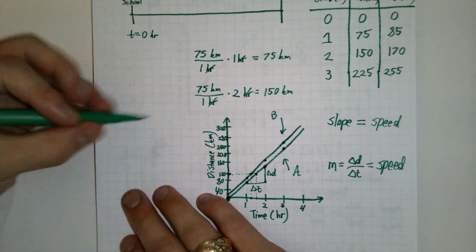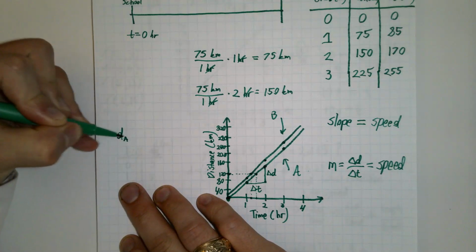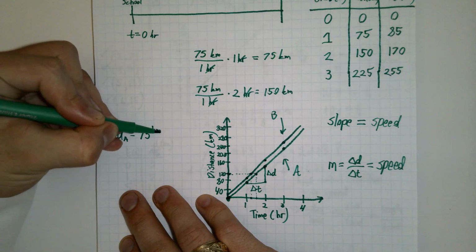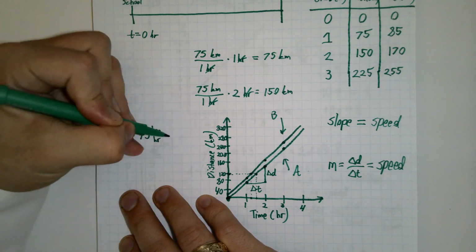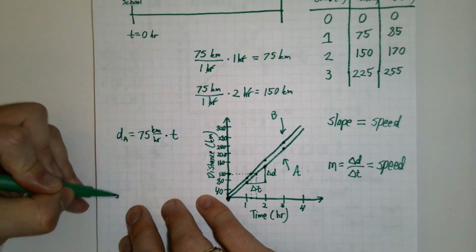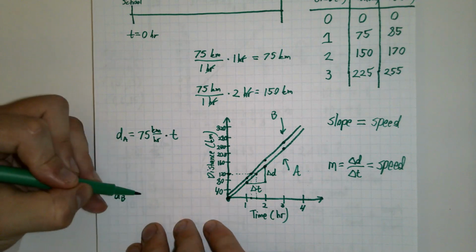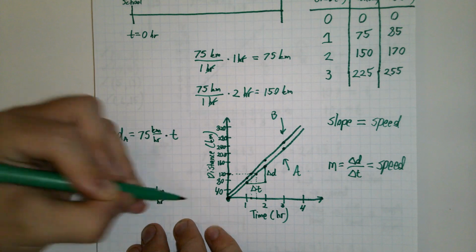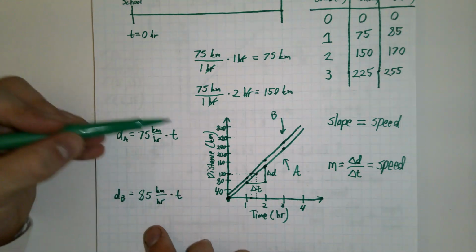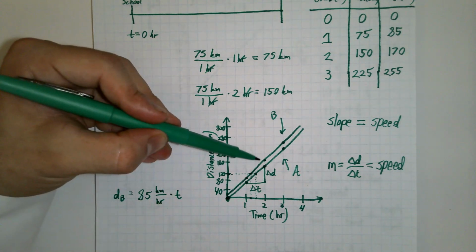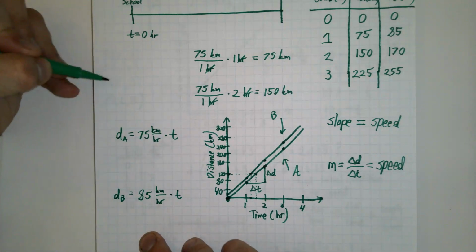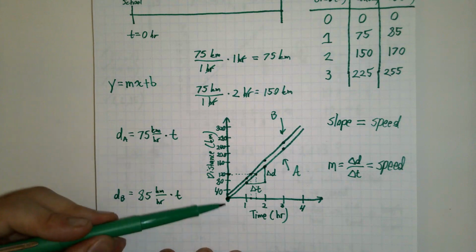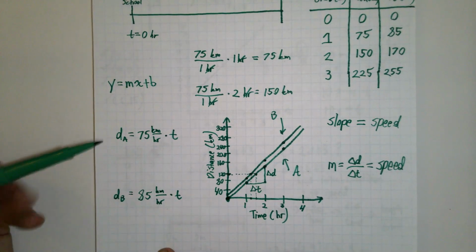The equation for each of these lines, d_A, is 75 kilometers per hour times time. For d_B, we have 85 kilometers per hour as our slope, right? As our speed times time. There's no plus b here. Both of these are linear equations, right? There's no plus b in our y equals mx plus b. Why? Because both started from the start point of 0, which was the school.